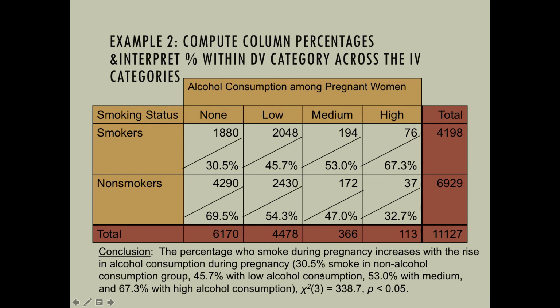So there's 30.5% that smoke in the non-alcohol group, and 45.7% in the low alcohol consumption, 53.0% in the medium, and 67.3% in the high. So these numbers rise. Smoking increases as alcohol consumption increases, is what this is saying. And then you put in your values here. Does that make more sense now? The percents help you see what is actually happening versus just the number of the chi-square.